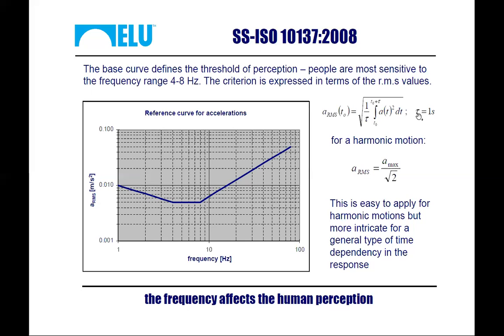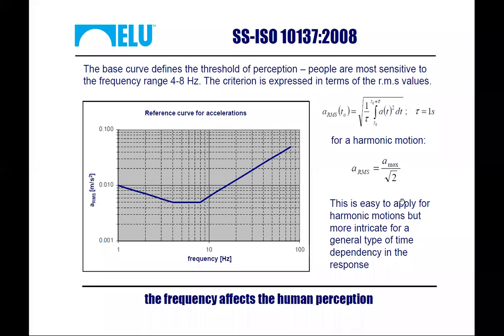Normally, we will take tau as 1 second. This value, of course, for a harmonic motion is very easy to compute, because the time function of the acceleration is harmonic, so it's a sine or a cosine, and we can perform this integral explicitly, and we will end up with the root mean square of the acceleration equal to the maximum value divided by square root of 2. So for harmonic loading, this criterion is very easy to apply.